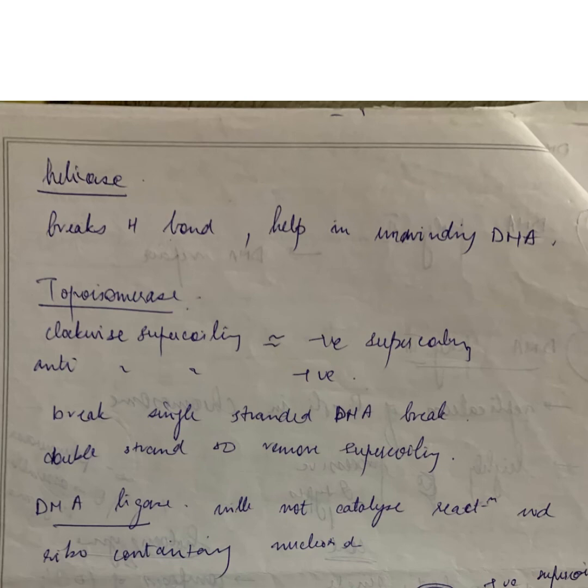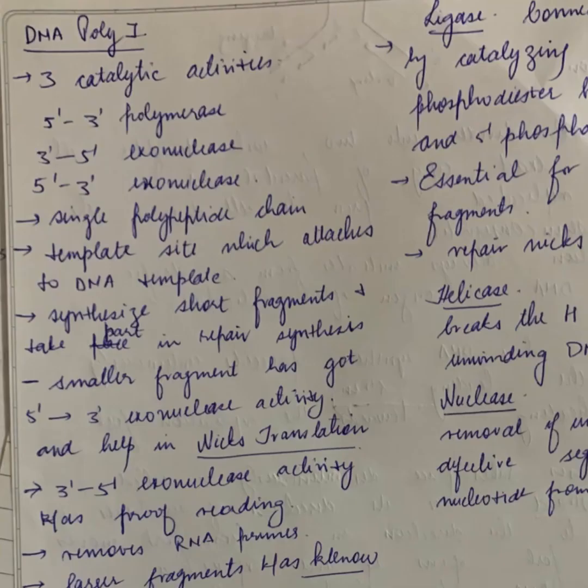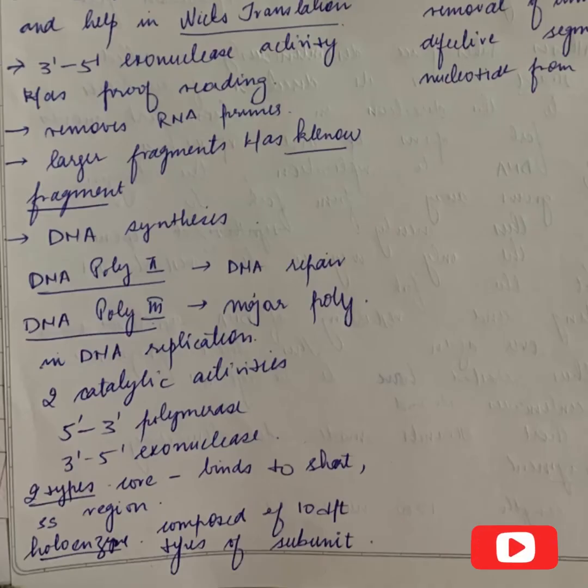And the last enzyme involved in DNA replication is ligase. It connects DNA fragments by catalyzing the formation of a phosphodiester bond between the 3' hydroxyl and 5' phosphate group. It is essential for joining Okazaki fragments and helps in repair. These are the short key points of all the enzymes involved in DNA replication. You can go through all these enzymes and write them in short points.